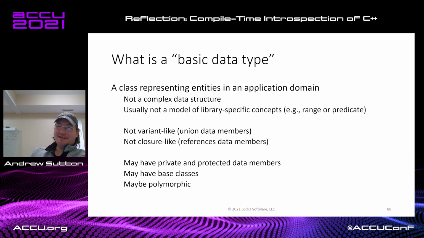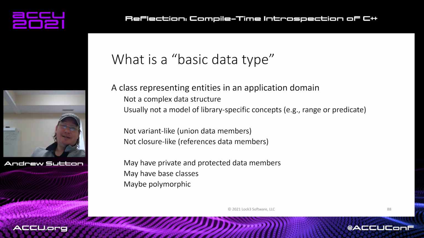Basically it's a class representing entities in an application domain. It's not going to be a complex data structure, like it's not string, which turns out to be kind of complicated with small string optimizations these days. It's not like vector, maybe not even like linked list, which is not particularly complicated, but those data structures represent values and encode a representation of values in a way that's different than application domain entities would. It's usually not a model of library-specific concepts like range or predicate. A predicate can be a class, but it's not really a basic data type.